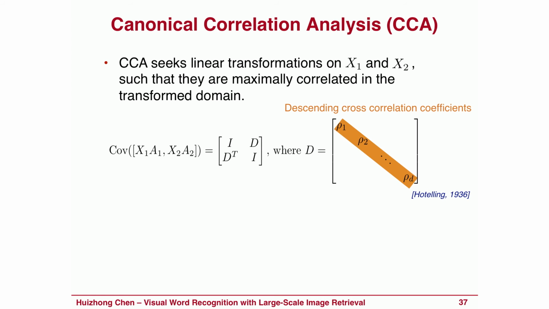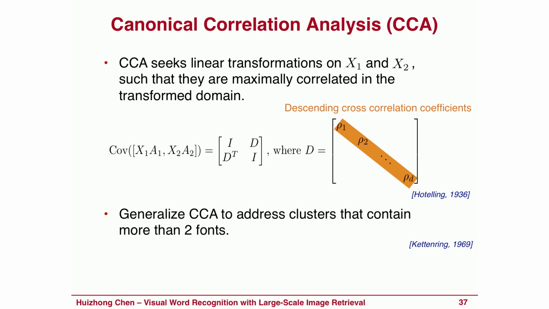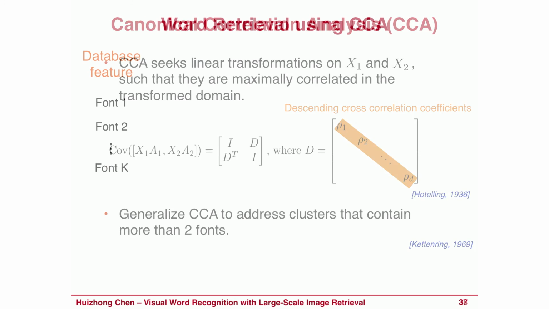After CCA transformation, the covariance matrix exhibits a simple structure where I denotes an identity matrix and D is a diagonal matrix, with diagonal elements equal to the cross-correlation coefficients. In our application, since many font clusters may contain more than 2 fonts, CCA must be generalized to handle more than 2 views. We follow Kettenring's approach, which trains generalized CCA by solving a generalized eigenvalue problem.